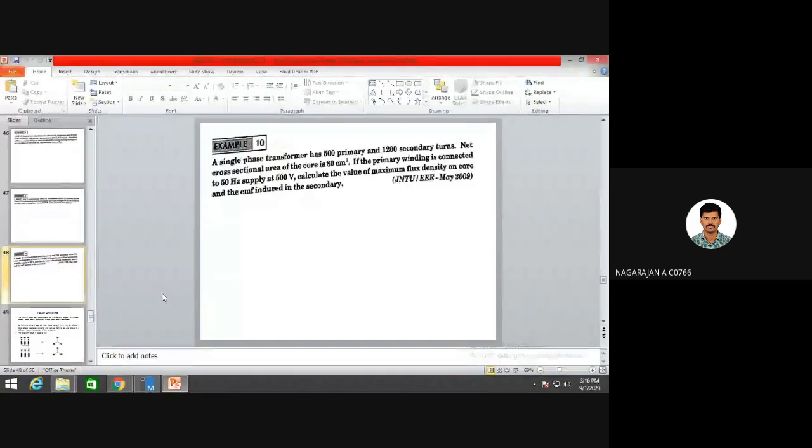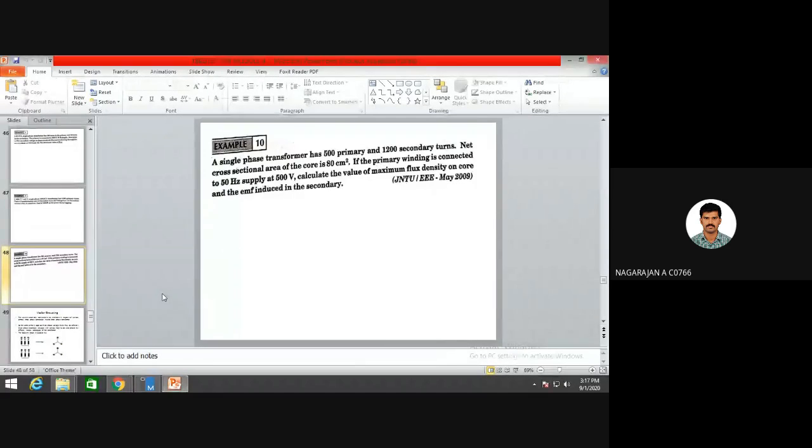So what is phi m? 500 divided by 4.44 into 50 into 500. What is the answer? Maximum flux value phi m is equal to... can anyone answer? 4.5 milliweber. Yes, very good. 4.5 milliweber. That is the answer.